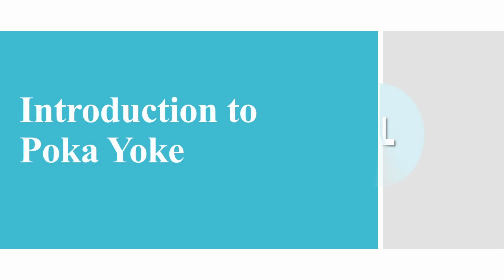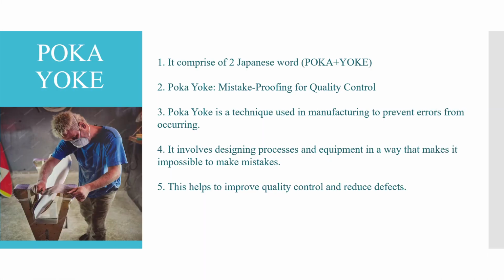So let us first understand the introduction of Poka Yoke. What is actual Poka Yoke? Actually, Poka Yoke is a Japanese concept comprised of two Japanese words, Poka and Yoke. Poka means mistake and Yoke means to avoid. It means that we have to deliver a system, a process which will avoid the mistake. So Poka Yoke is also known as mistake proofing or foolproofing for quality control process.